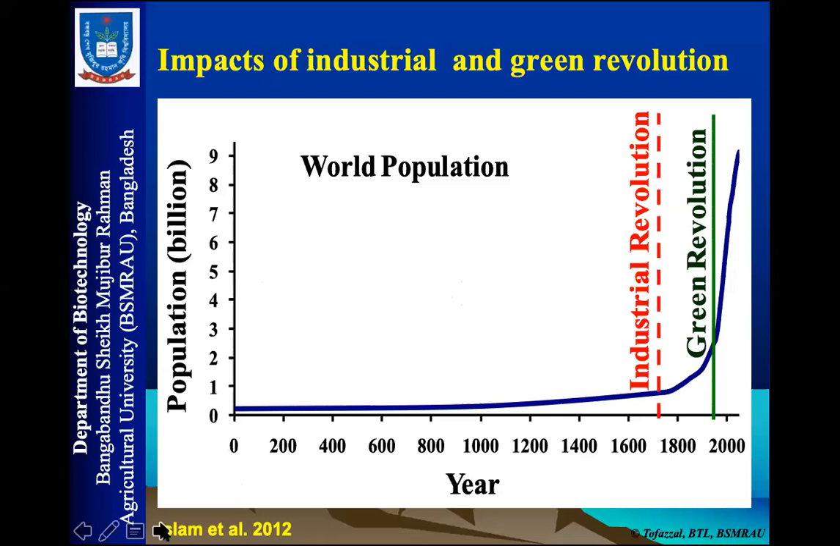Impacts of industrial and green revolution. Obviously, you know that in human history, there were two big revolutions. One was in the 18th century, which is called the industrial revolution, and another in the 20th century called the green revolution.